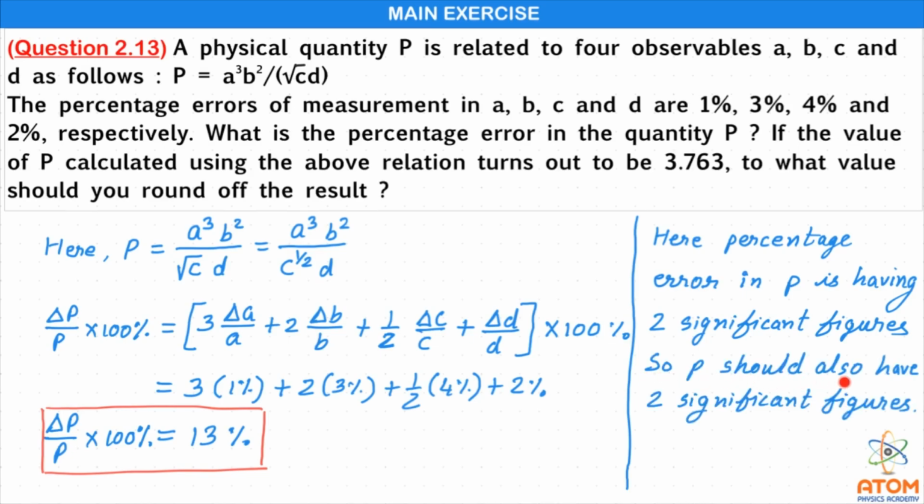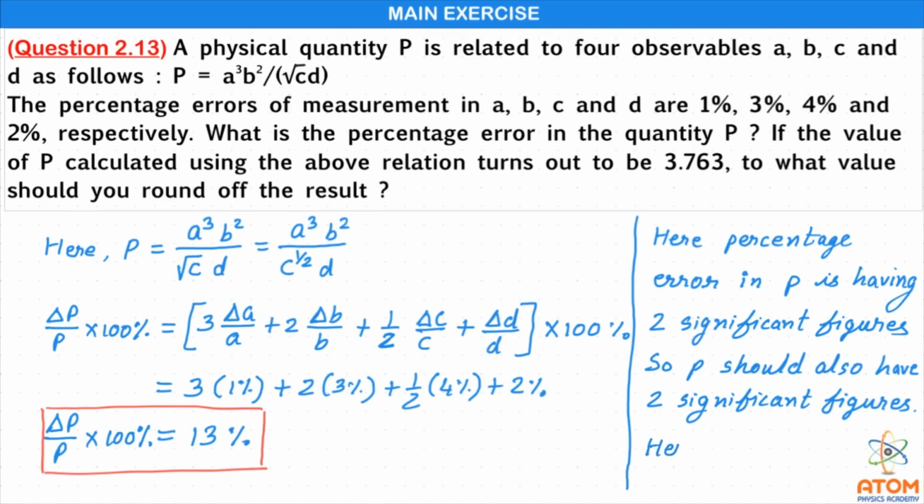So P should also have 2 significant figures. If the error has 2 significant figures, then it is meaningless to show the measurement with more than 2 significant figures, because significant figures give the information of precision. If the error itself is not showing precision beyond 2 significant figures, then the measurement cannot have precision more than 2 significant figures. That's why we have to reduce the answer of P up to 2 significant figures.